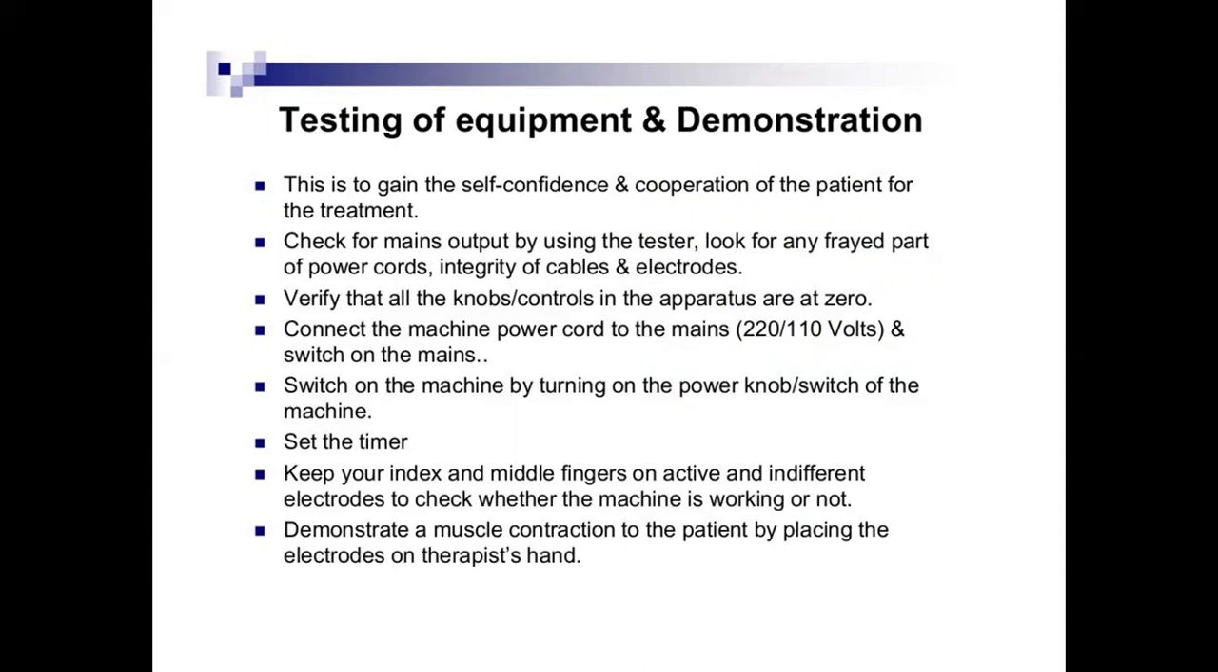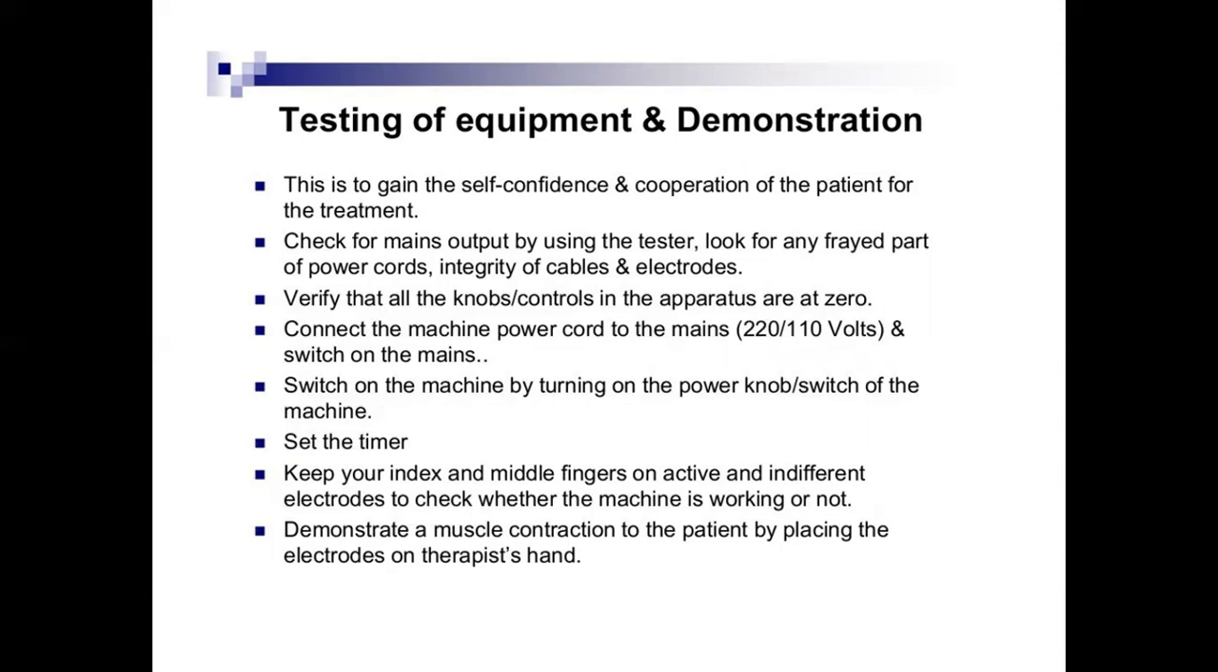We check the mains output by using the tester. Look for any frayed part of the power cord, and check the integrity of cable and electrodes. Verify that all the knobs, controls, and apparatus are at zero. Connect the machine power cord to the mains, which is rated 220 to 100 volts, and switch on the mains. Switch on the machine by turning on the power knob.